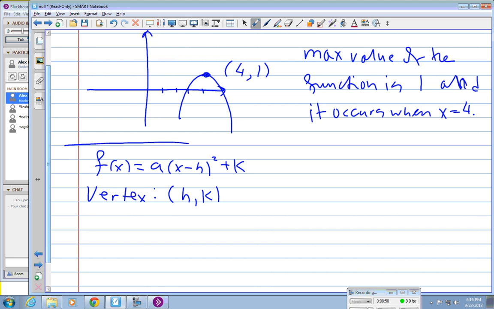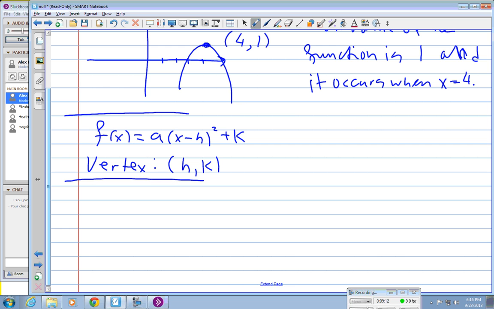And the sign of a will determine whether we have a maximum or a minimum. If a is positive, we'll have a minimum. If a is negative, we'll have a maximum. Okay? So we like this form. This is good. Life is nice and easy.